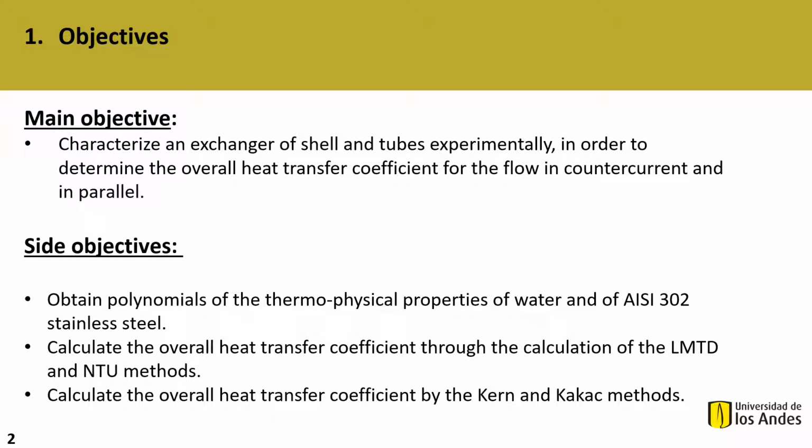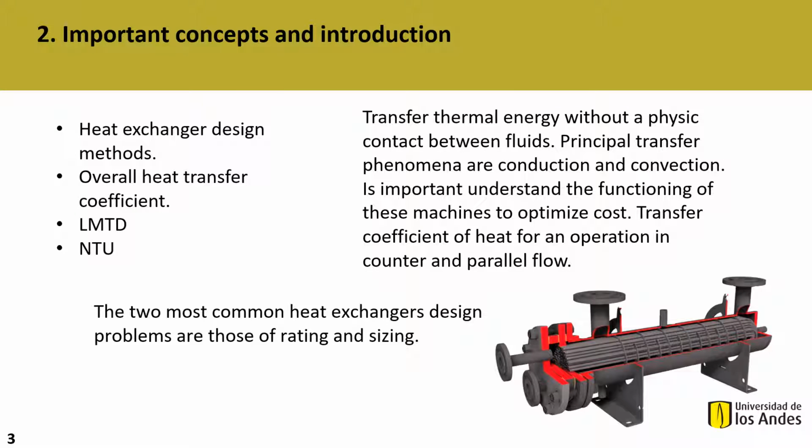The main objective of the project is to characterize a shell and tubes exchanger in order to determine the overall heat transfer coefficient for the countercurrent and parallel flow. In order to completely understand these results, we need to talk about some important concepts first. Overall heat transfer coefficient is a measure that represents the total resistance of heat transfer from one fluid to another. The effectiveness NTU and log mean temperature difference LMTD are two solution methods that approach heat exchanger analysis from different angles. Both methods share common parameters and concepts and will arrive at the same solution to heat exchanger thermal capacity.